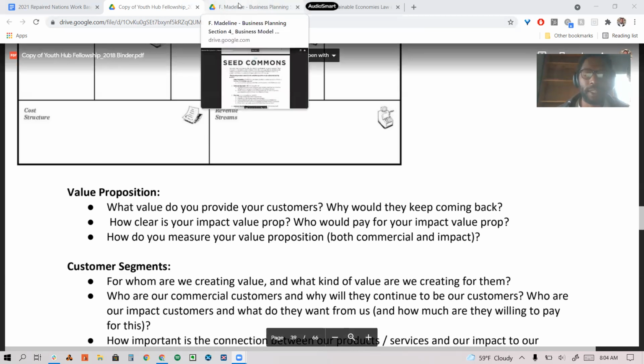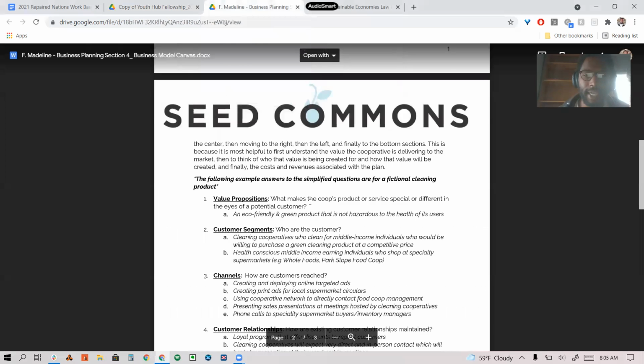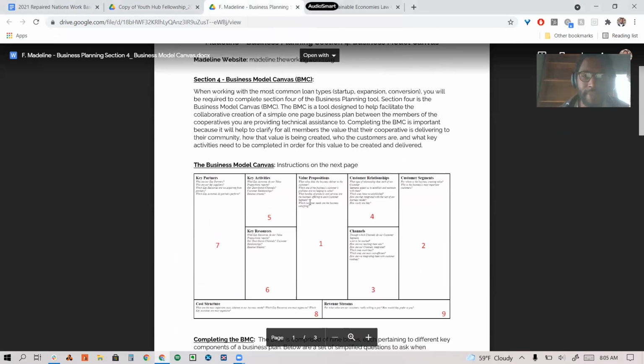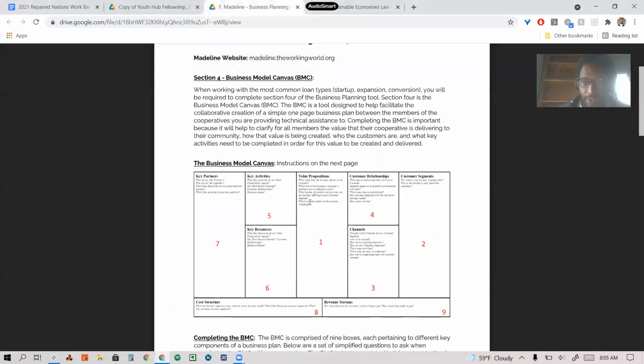I'm going to be jumping between two different explanations of the business model canvas. This one is from the Seed Commons, which is a cooperative network of revolving loan funds. If you all choose to request investment support from Repaired Nations, you're going to have to do one of these business model canvases to note down what your business is doing. We submit that to what's called the Sustainability Committee, and they let us know if it's time for your investment or if they need more information before they're ready to give it up.